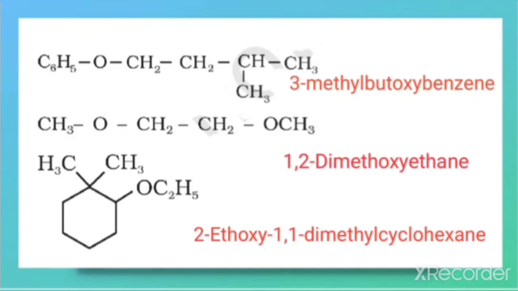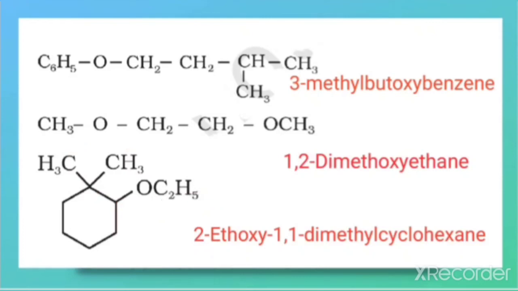How? Look at here. This is the first carbon. 2 methyl groups are on the first carbon. Therefore, we are saying 1,1-dimethyl. And this is the ethoxy group. C2H5O is ethoxy on the second carbon. But in alphabetic order, eth, meth, when you compare it, E comes first. Therefore, we are writing ethoxy first. And so 2-ethoxy 1,1-dimethyl cyclohexane.